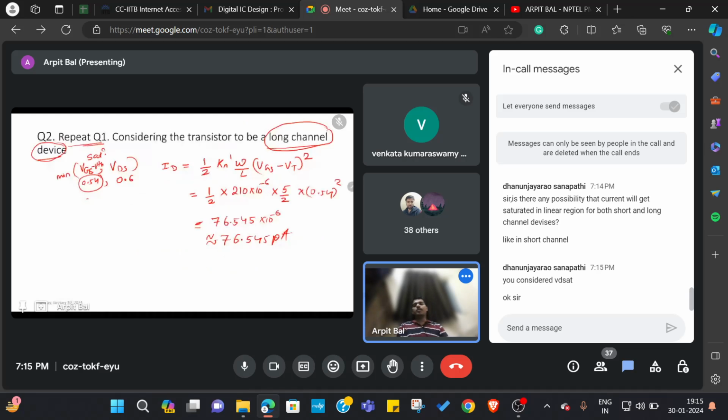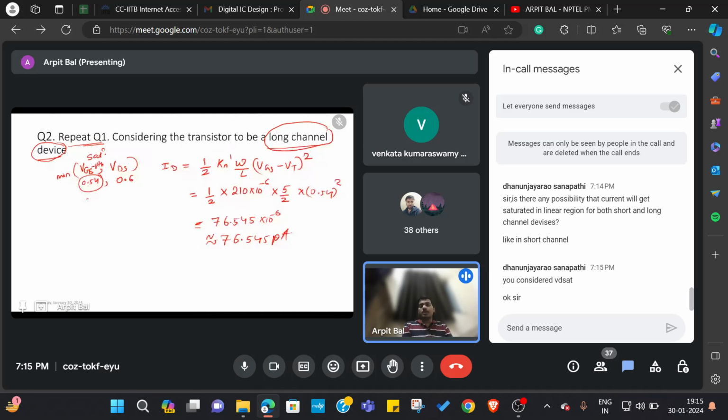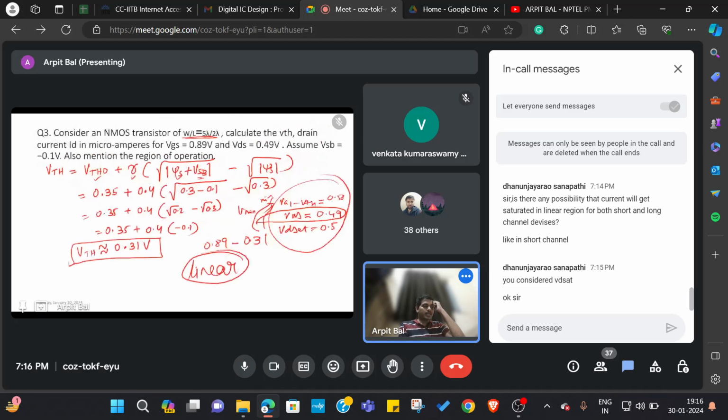In question 2, we were supposed to repeat the previous example, considering it to be a long channel device. Because we were asked to consider it as a long channel device, we did not consider the channel length modulation parameter.